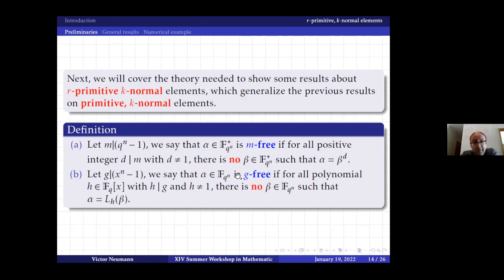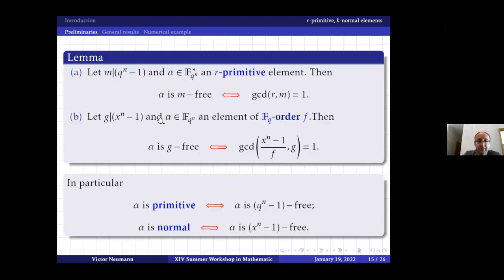And in the same way, we define g-free elements for polynomials, g a polynomial. So for every divisor h of g different from 1, it is not possible to write alpha as the image of some element using the linearized polynomial of h. We may also see M-free and g-free using r-primitive or the Fq-order of a polynomial.